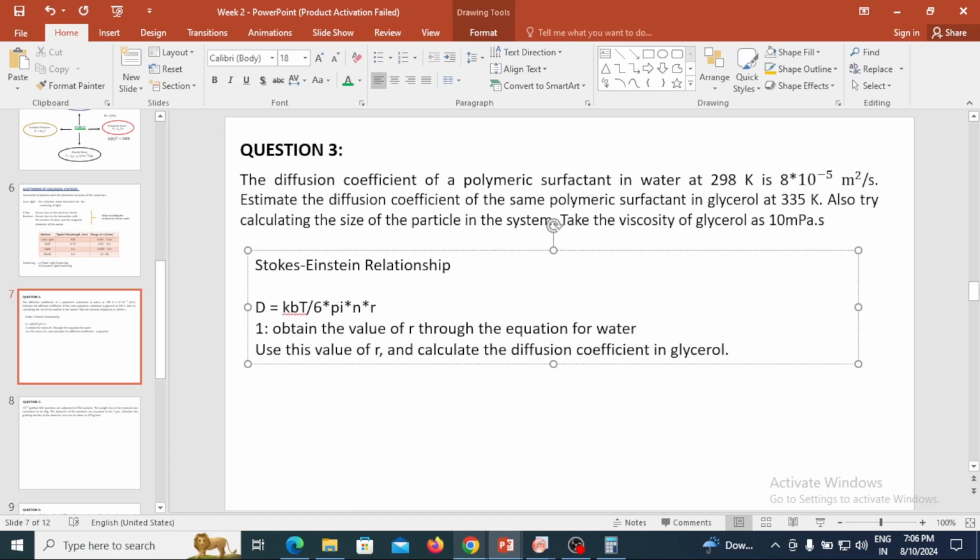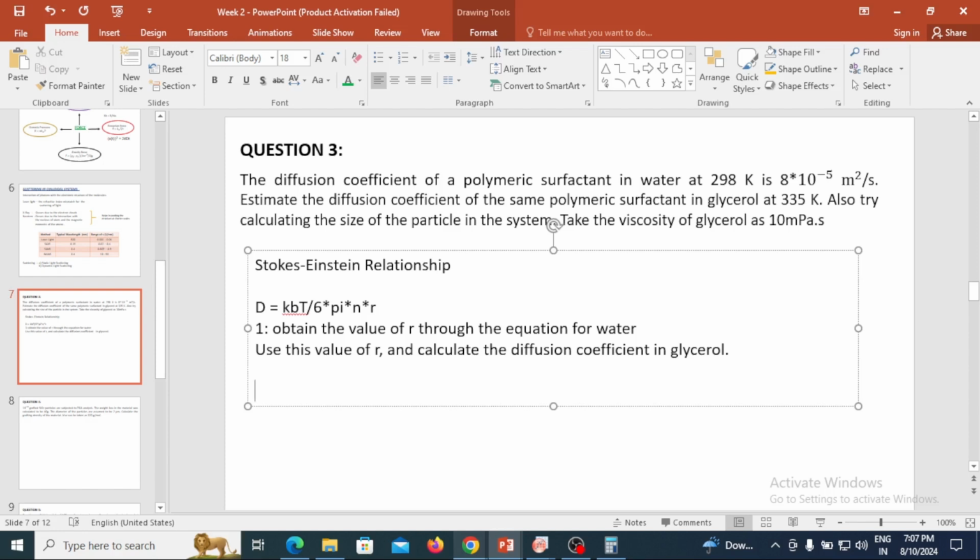So this is one way, but this is pretty tedious work, because you have to take the value of k_B T, which is in the order of 10 to the power minus 23, and then calculate the value of R, use that R again, use that value of k_B T, and that will be a very tedious calculation. Instead, you can write the expression two times, one for water, one for glycerol, and then cancel all the common terms.